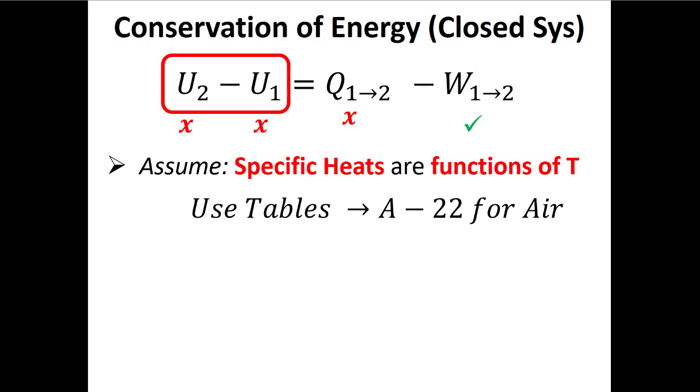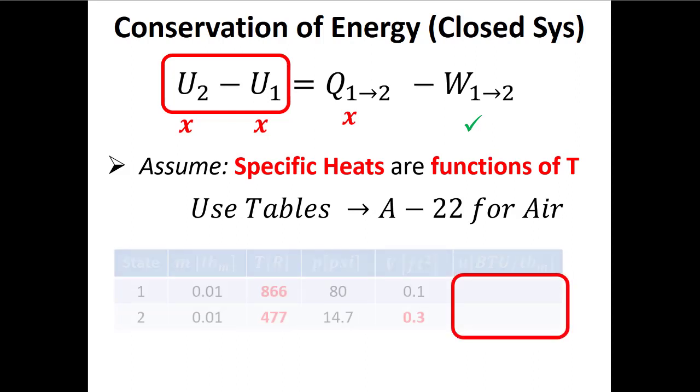We're going to assume, which is actually true, that the specific heats change with temperature. So this is a more accurate way of doing it. But because it changes with temperature, we can't use C_V times delta T because we'd have to integrate. We can't move that C_V out of our integral, right? So we can look up values on table A22, which is for air.